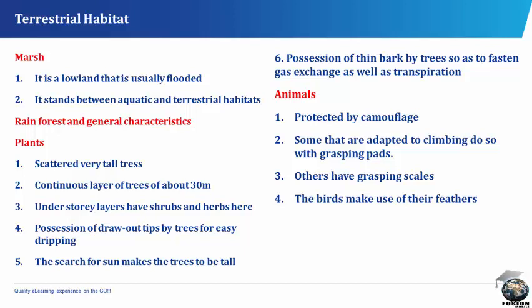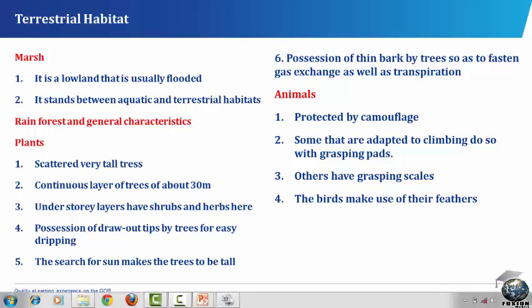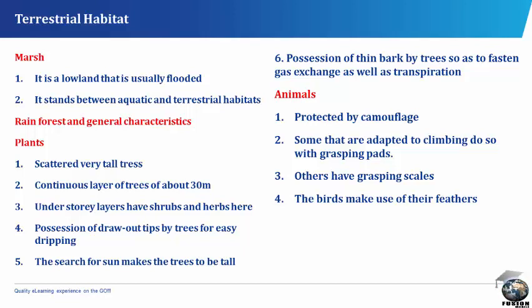Rainforest and its general characteristics. Plants in the rainforest have scattered very tall trees. They have a continuous layer of trees of about 30 meters. They have understory layers which have shrubs and herbs. They possess drip tips for easy dripping. The search for sun makes the trees in the rainforest tall, and they possess stem pores so as to fasten gas exchange as well as transpiration.